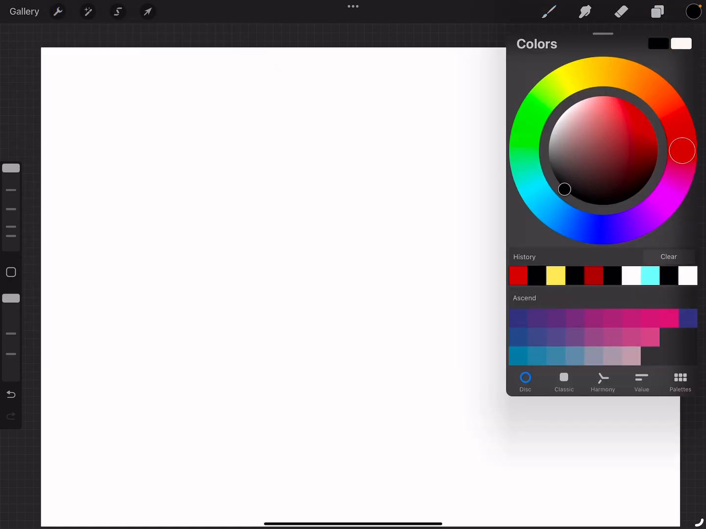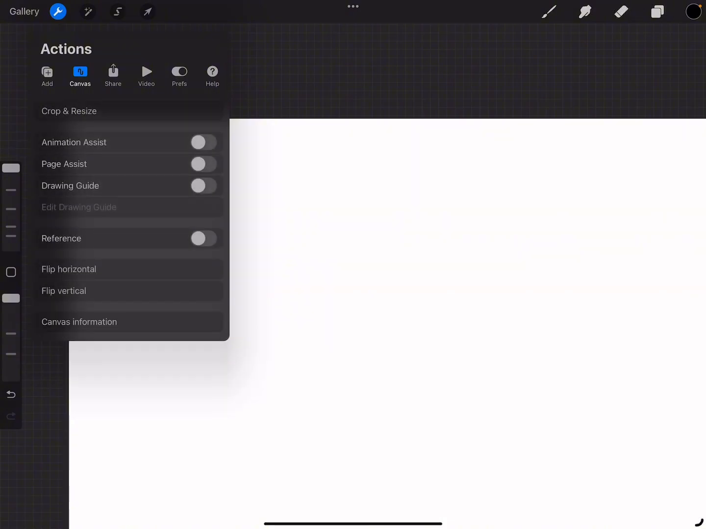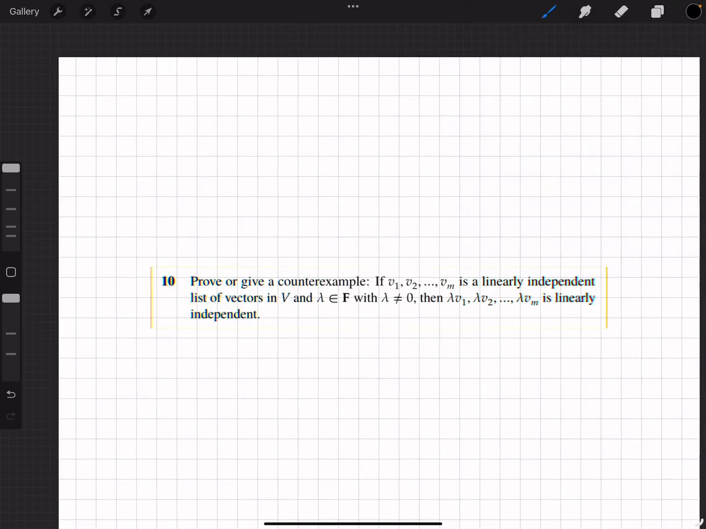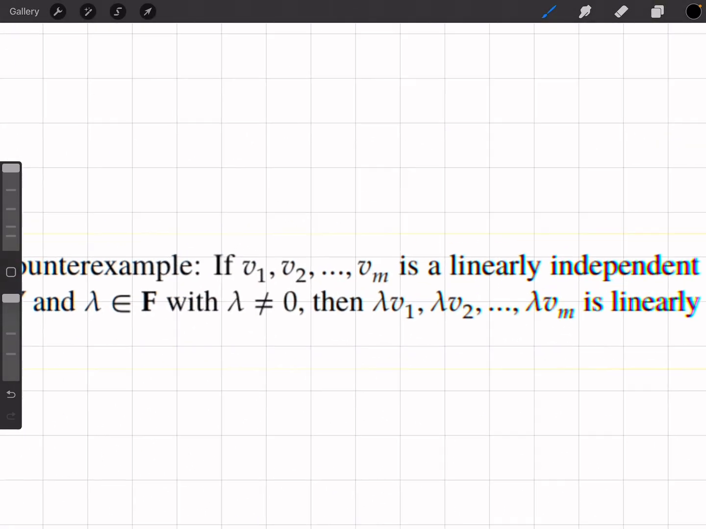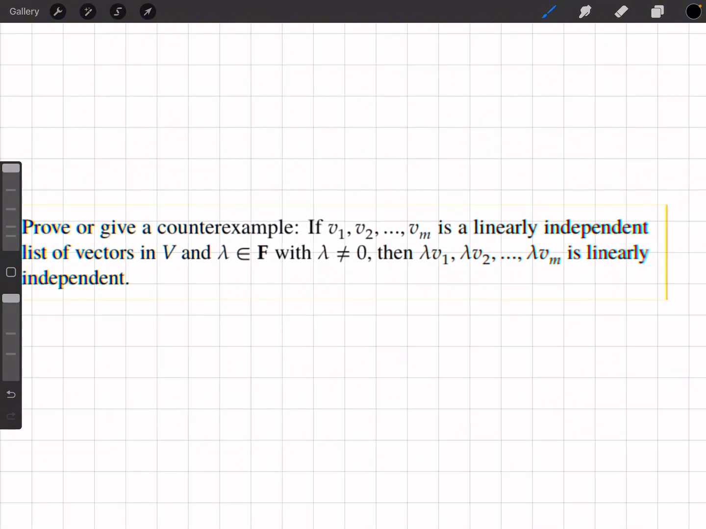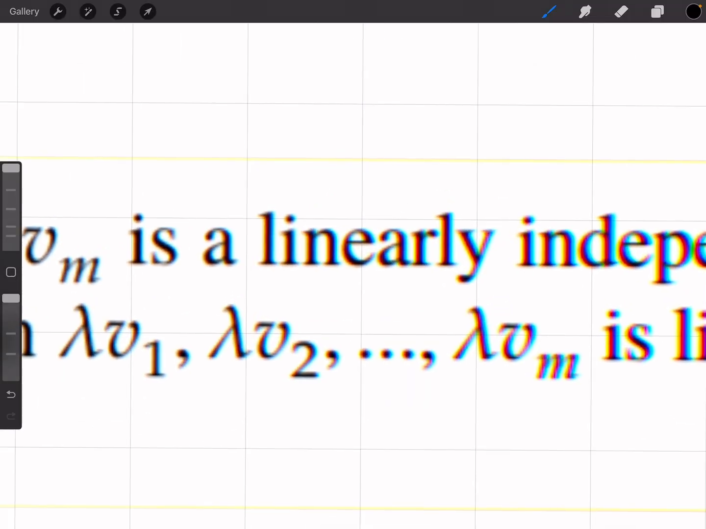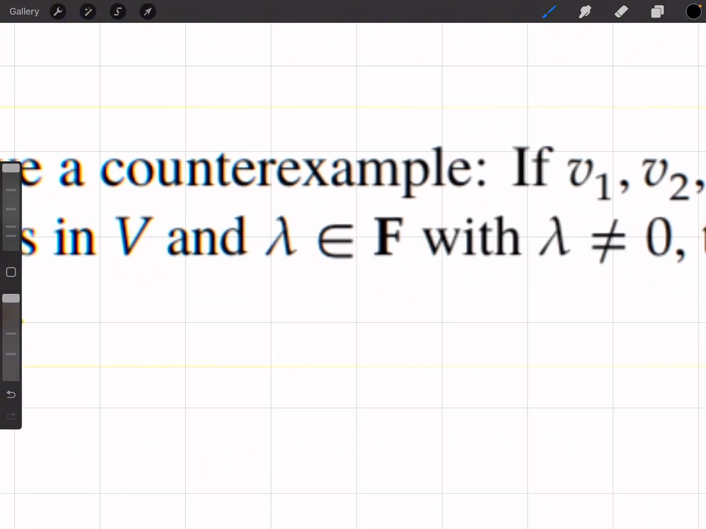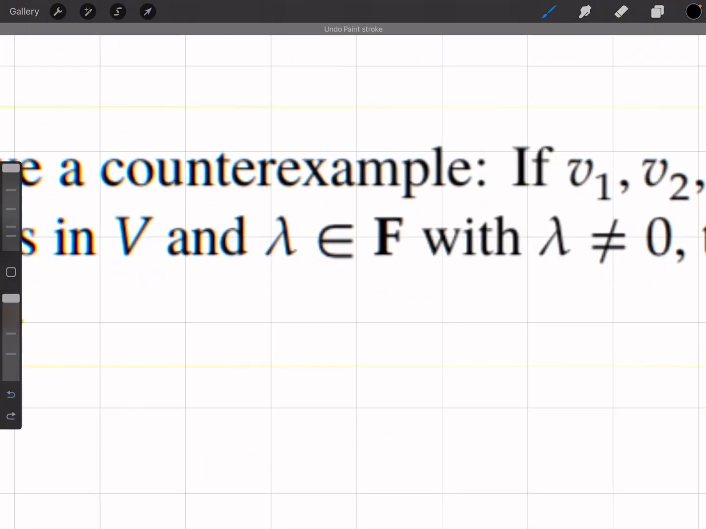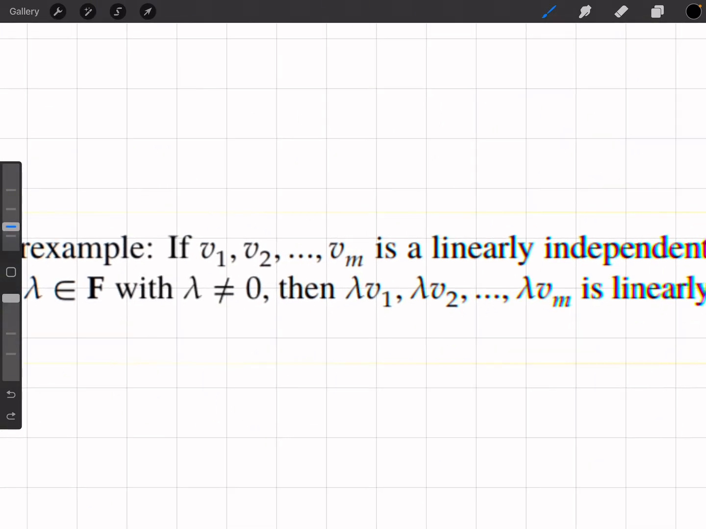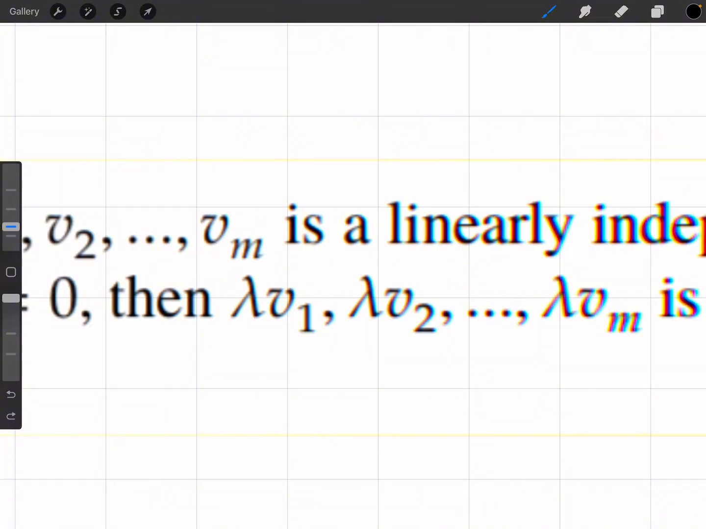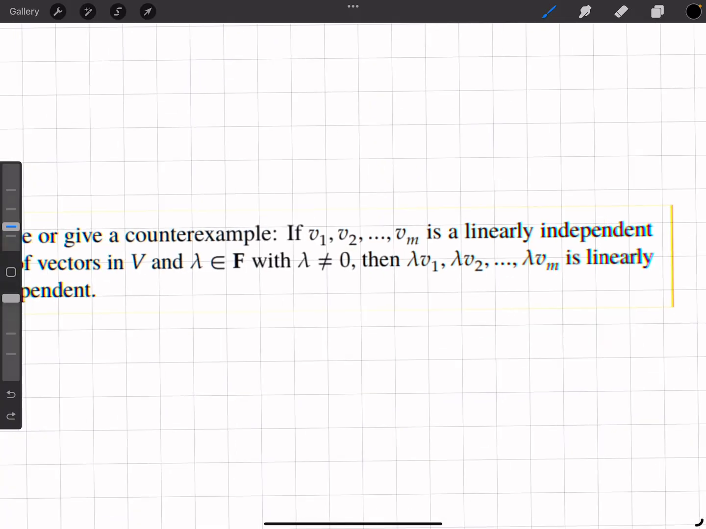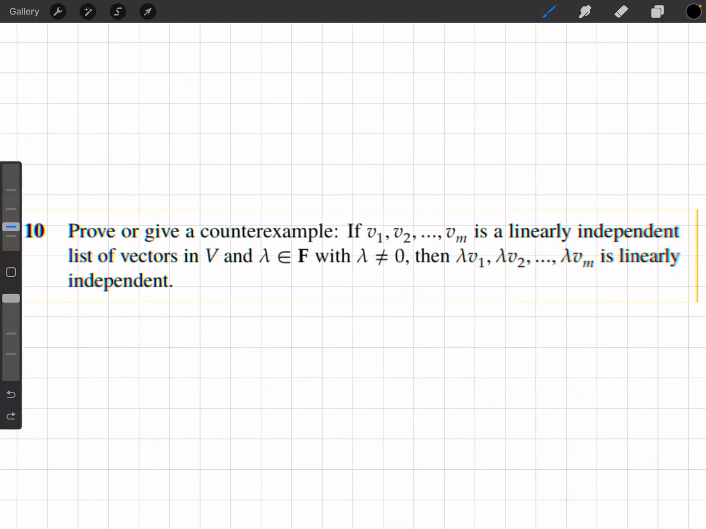let's get cracking. So essentially, to set it up, we keep the proof on there. Prove or give a counterexample: if this list right here is a linearly independent list of vectors in V, and this lambda in F with lambda not equal zero, so it's a non-zero lambda, then multiplying each vector by lambda is linearly independent.